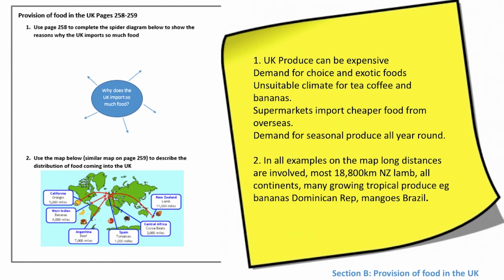Many are growing tropical produce, for example, the bananas from the Dominican Republic, mangoes from Brazil. So tropical fruits are really important, and salads that are coming up from all over, particularly those with warmer climates. They talk about the beef from Argentina. That's something we've looked at before when we thought about deforestation and cattle ranching. So hopefully you're already starting to make those links.